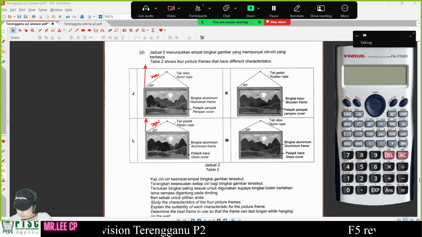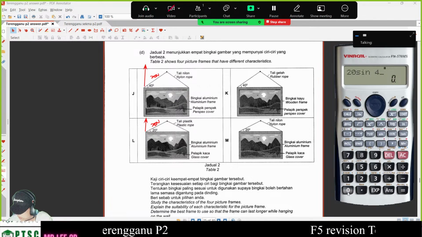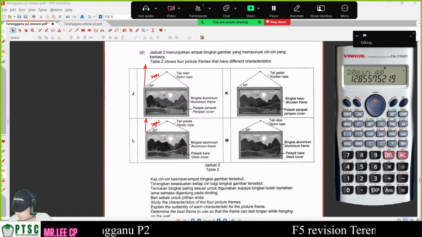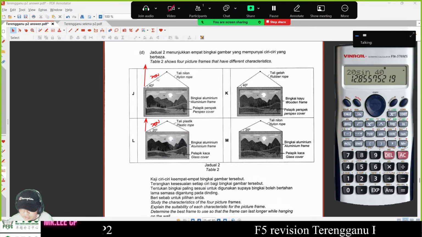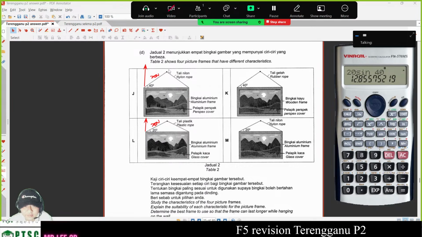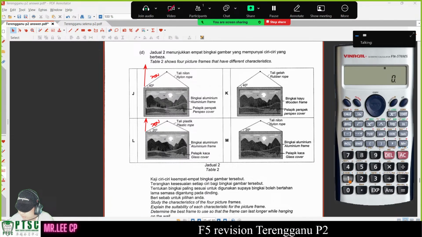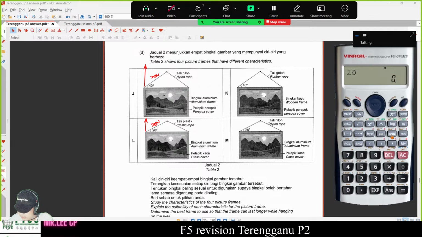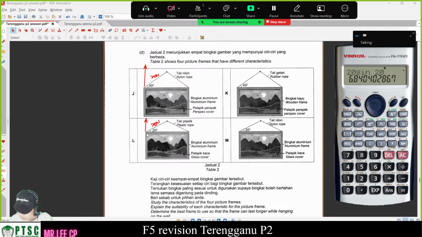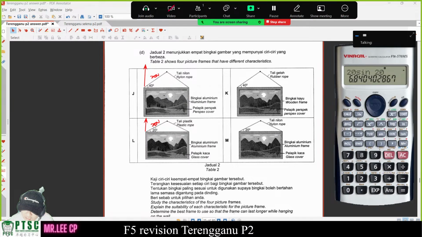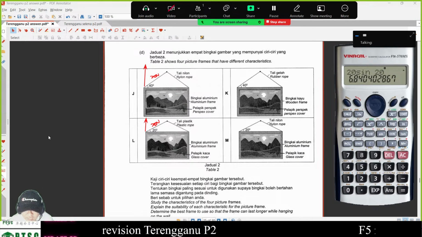We calculate 20 sine 40. You find that this big anchor will give you a big tension. So big tension, this one will easily snap. So how much is this? 12.8, let's say 13. So this one is 20 sine 20, about 7 only. The tension here will not be that high.